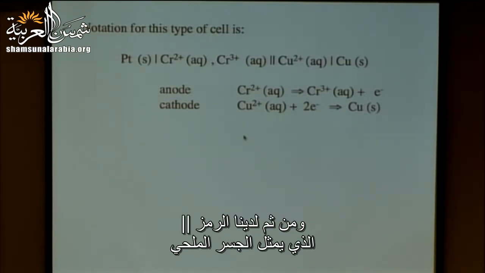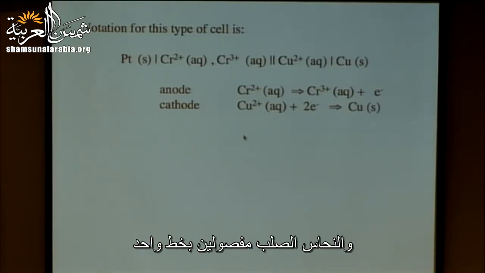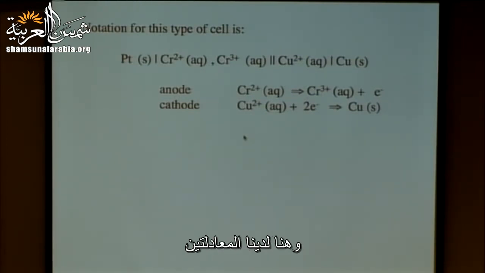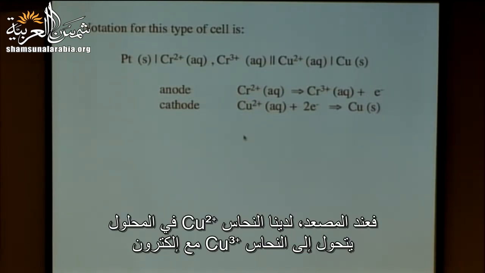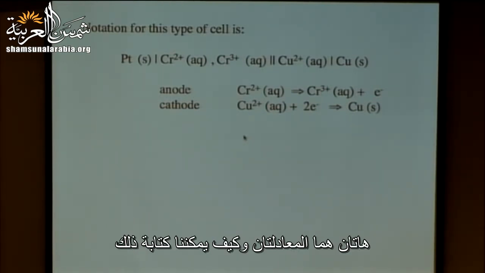And then we have a bar here that indicates the salt bridge. And then in the other beaker, we would have the copper plus 2 and the copper solid separated by a single line because there's a phase boundary between the aqueous and the solid. And then here are our two equations. At the anode, we have chromium plus 2 aqueous going to chromium plus 3 aqueous and an electron. At the cathode, we have copper plus 2 aqueous and 2 electrons going to copper solid. So those are our two equations and how we would write that down.